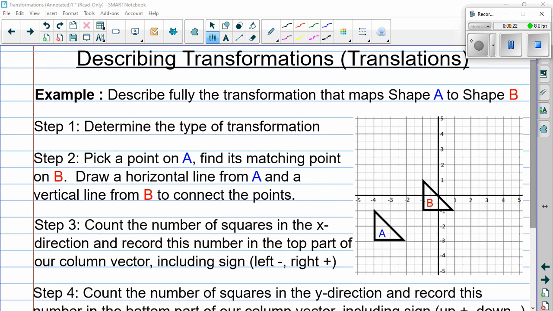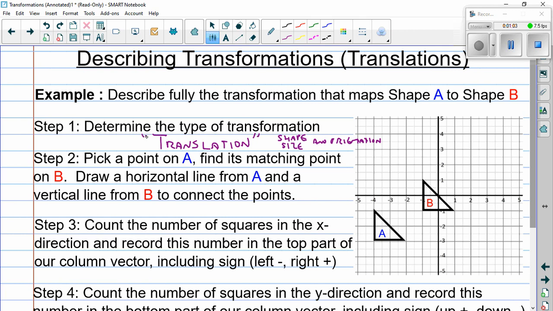We know that we're in the translation section, but normally you'll just get a general "pick a transformation" question, one transformation. And there might be two or three, there might only be one. So we know that it is a translation, and we know this because it's the same shape, size, and orientation, right? So we know it's a translation. That will get us one mark right there.